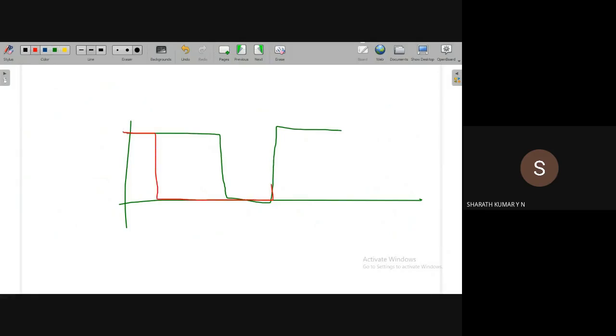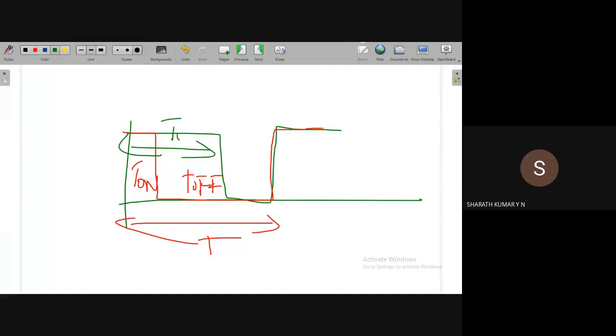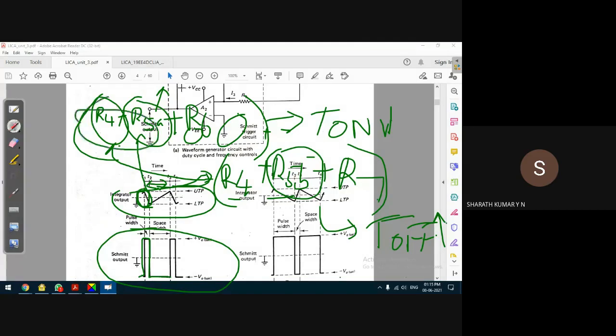Keeping the time period constant, this is the total time. This is the on period and this is the off period for the red waveform. For the green waveform, this is the T on period and this is the T off period, keeping the frequency constant. There is another possibility: keeping T on constant, we can vary the frequency. For that, we have to adjust the frequency by varying the value of R4.